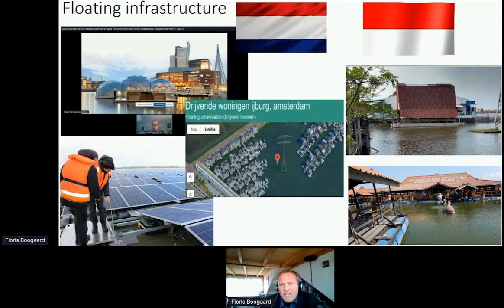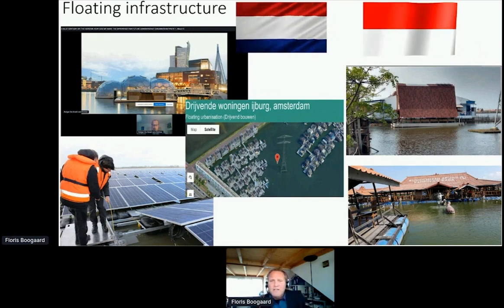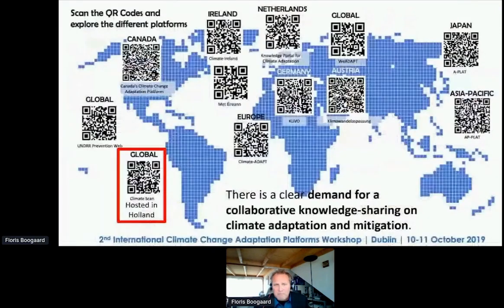And on the right side, you can see some implementations in Indonesia, a floating library, but also a floating restaurant in the area of Semarang, which has been mapped in this study. They have been mapped for the use of sharing knowledge, of course, and climate adaptation platforms. You can see here a bunch of them are also being used for floating urbanization and nature-based solutions knowledge exchange. And there's a clear demand for this.